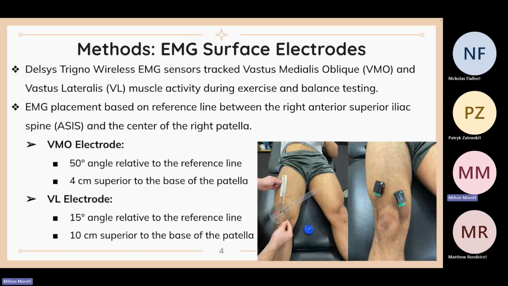And then for the EMG surface electrodes, we used specifically the LICs, and we placed them on the VMO and also the VL, the vastus lateralis. And the reason we did that was to measure muscle activity during exercise and balance testing.